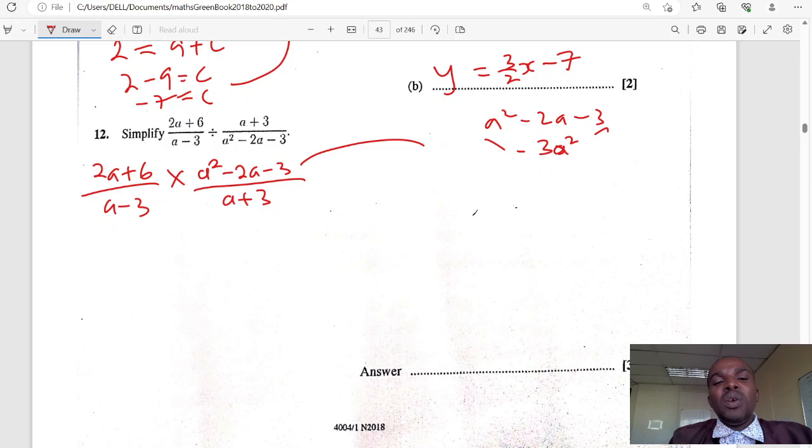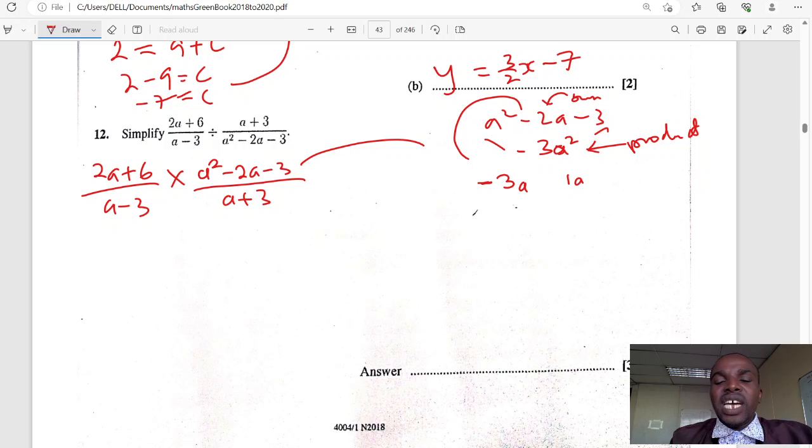You find two numbers. When you multiply them, they give you negative 3. When you add or subtract, they must give you the mid value, which is called the sum. So this one is called the sum, and this minus 3a squared is called the product. So the numbers are 3a and 1a. The bigger number must always carry the sign of the sum, which is negative.